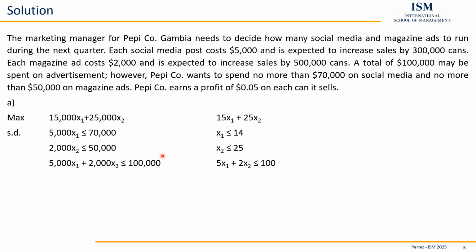Of course, for completeness' sake, in the formulation of the problem, we also have to add our non-negativity constraints, meaning that we can only place 0 social media ads or 0 magazine ads, or a positive number, but no negative numbers. Well, so much for part A, the problem formulation. So we can then take this problem and start to solve it.